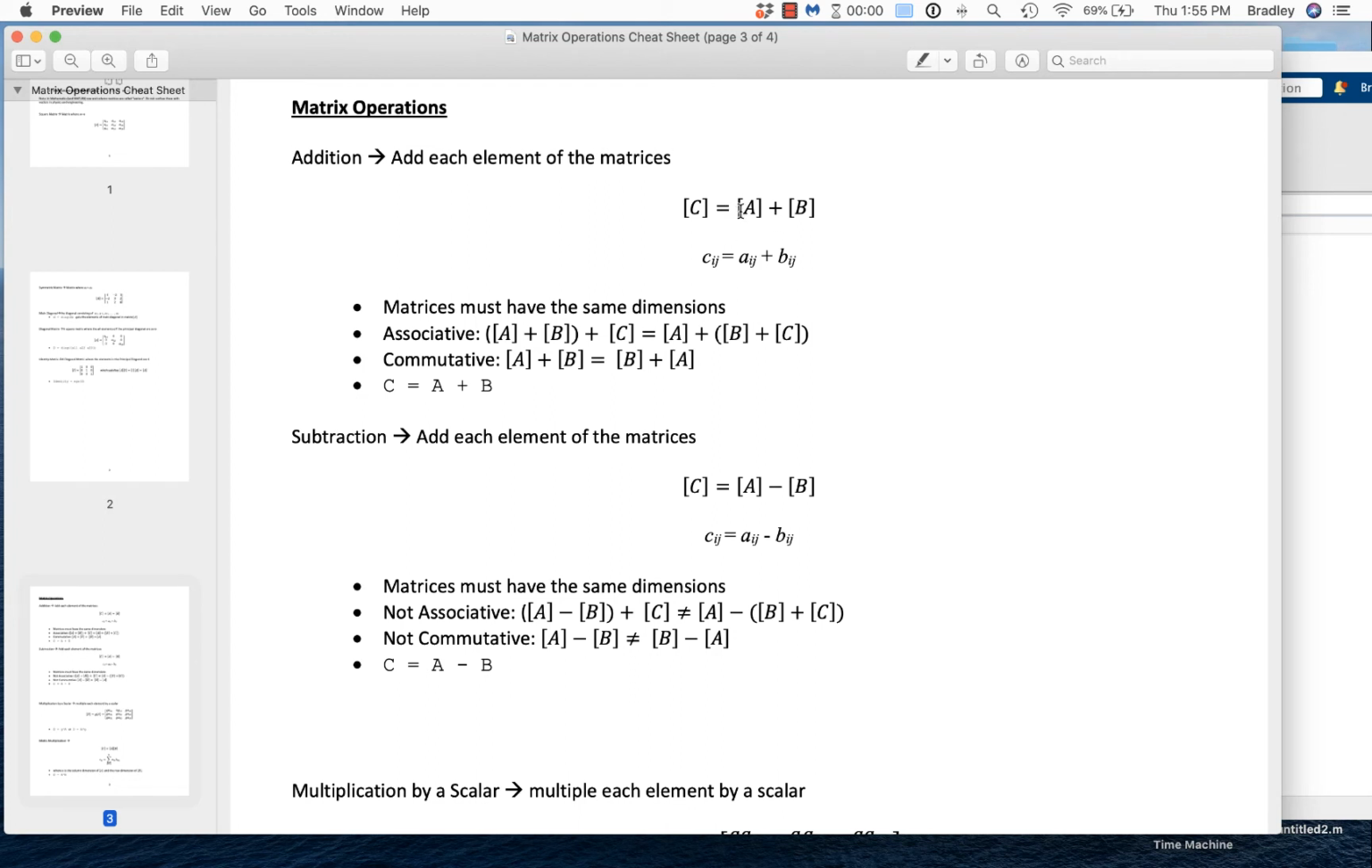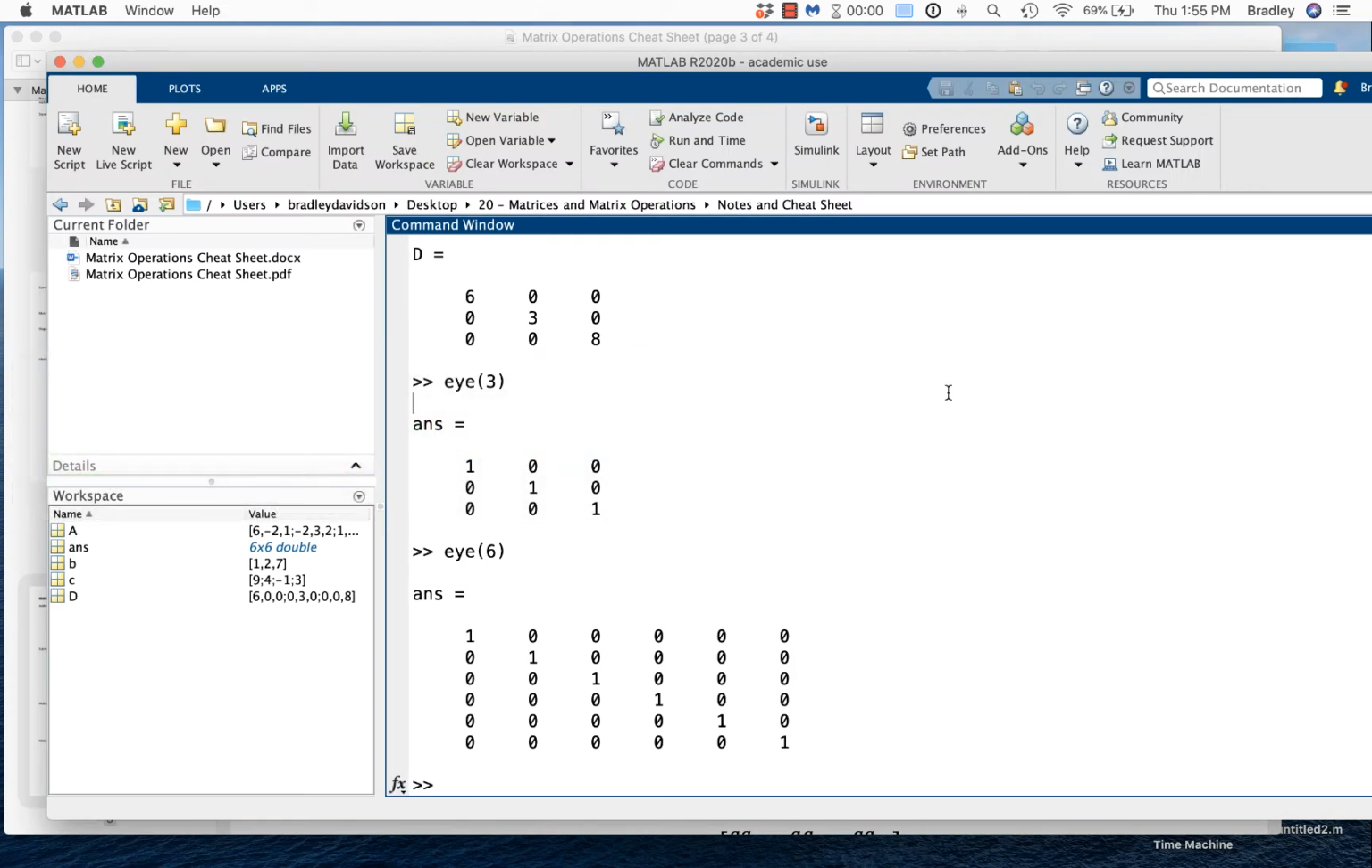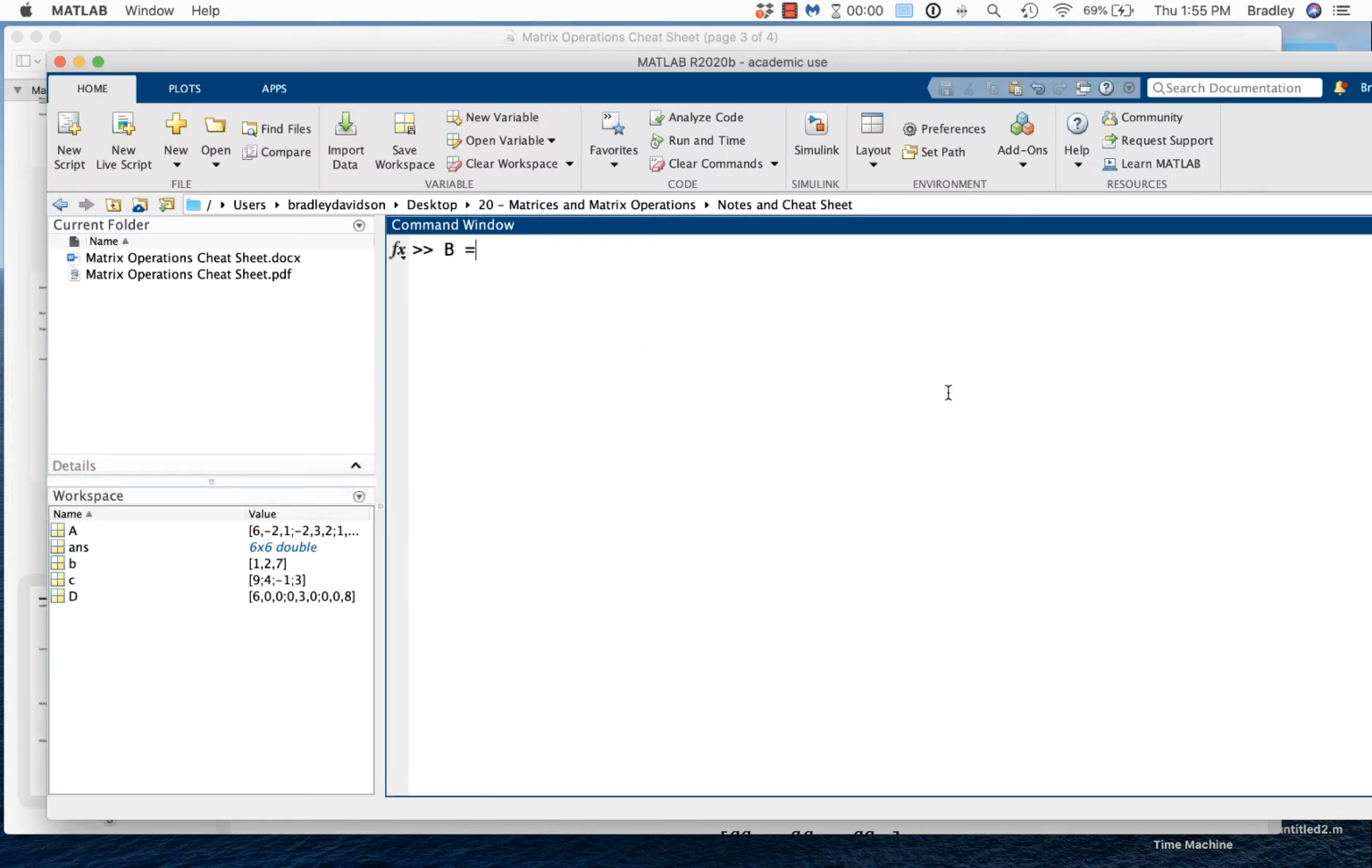For this, we're going to talk about the addition operation, where A plus B is going to be equal to the matrix C. So let's go to our MATLAB window and create a B matrix. On the first row we have 4, 7, -1. The second row is 2, -3, and 5. And the third row is -3, -2, and 9.